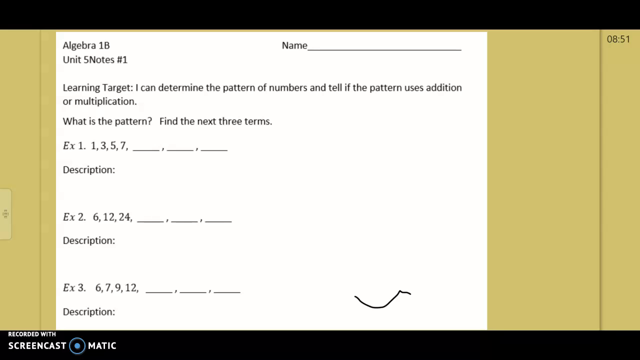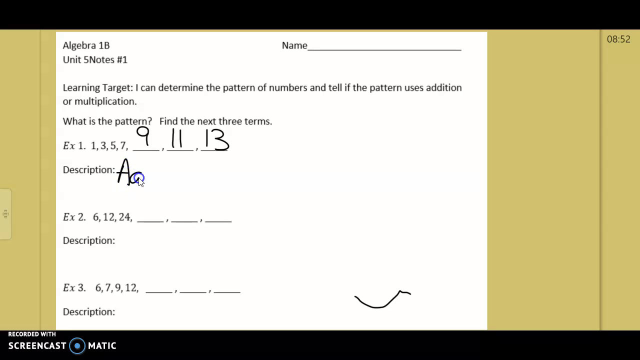Okay, so unit number 5, notes number 1, learning target. I can determine the pattern of numbers and determine if the pattern uses addition or multiplication. And if we look at the first example of 1, 3, 5, 7, hopefully we see the pattern going by twos, and it would then be 9, 11, and 13.